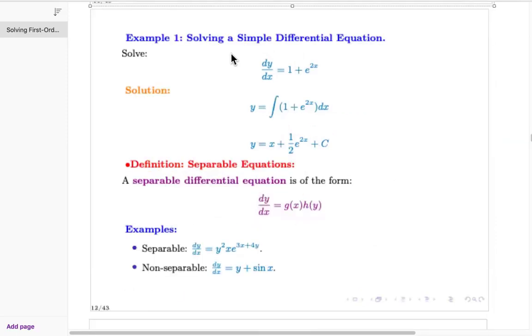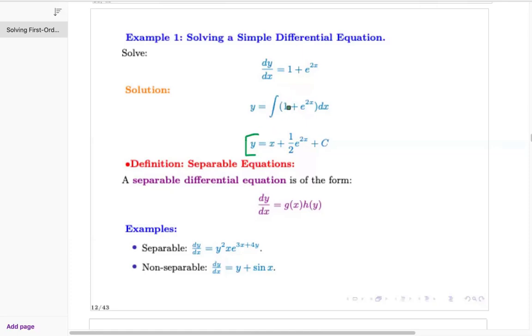Let's apply the separable variables method to solve a basic differential equation. We are given the following equation. To solve, we integrate both sides with respect to x, then y equals the integral of 1 plus e to the x. We get the following solution.